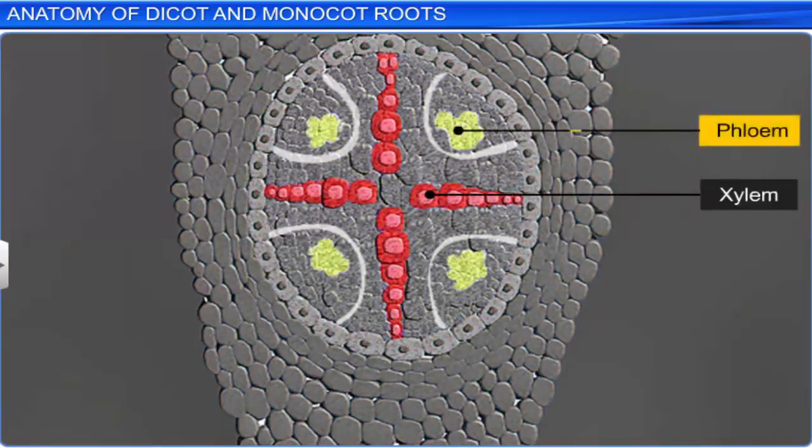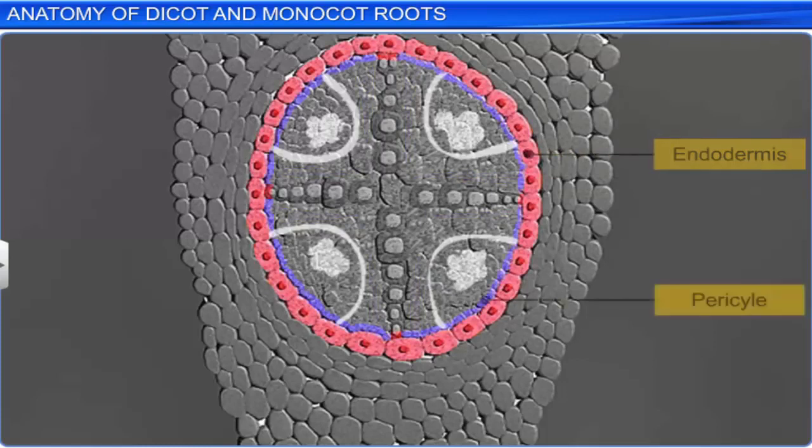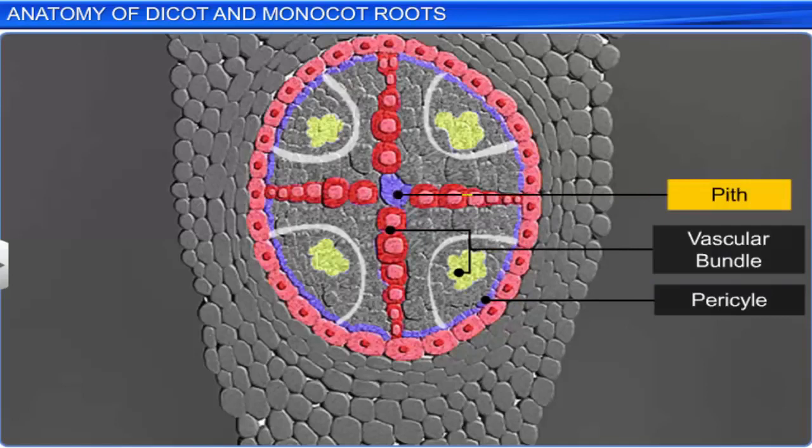dicot root. In the later stages, a cambium ring gets formed between the xylem and the phloem. Some radially arranged parenchymatous cells are found between the vascular bundles. These cells form the conjunctive tissue, which is specialized for storage of water. The tissues present inside the endodermis, namely the pericycle, vascular bundles, and pith, are collectively known as stele.